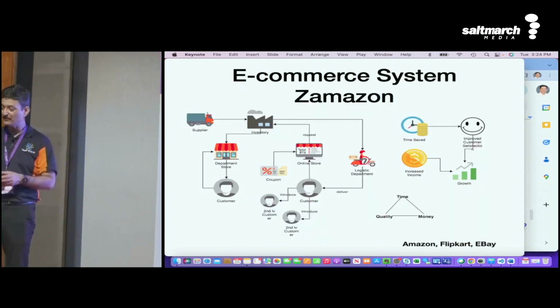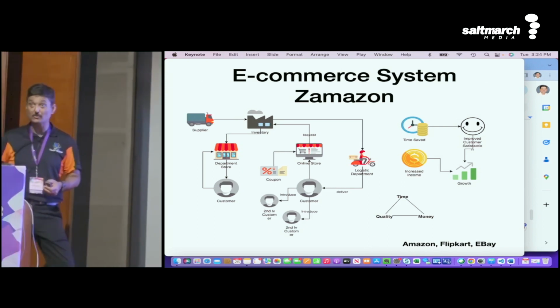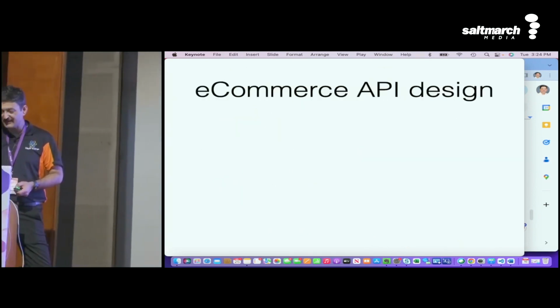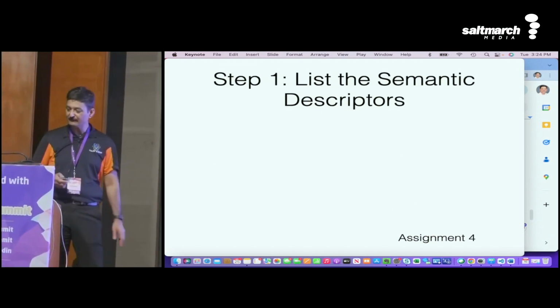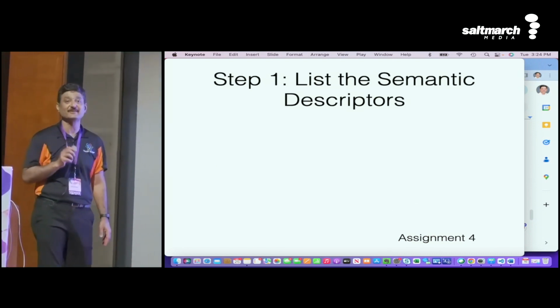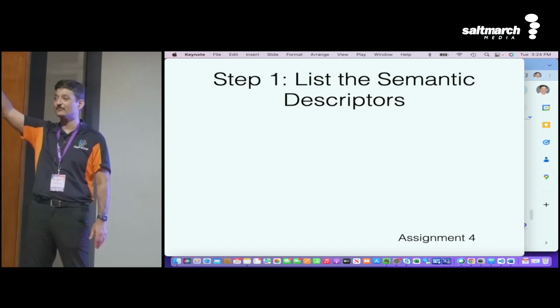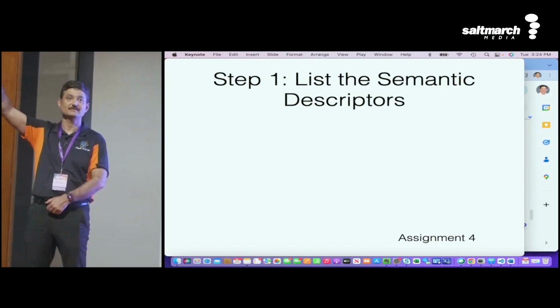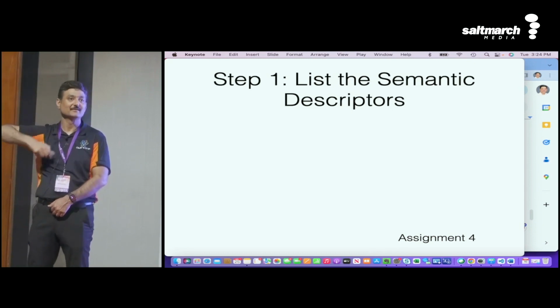Now let's take a look at the e-commerce system which we just talked about. I'm calling it Zomazon. We're building Zomazon right now. In this e-commerce API, first thing we need to do is list the semantic descriptors. Now, semantic descriptors, what are the semantic descriptors for Amazon? Tell me. Come on, quick.